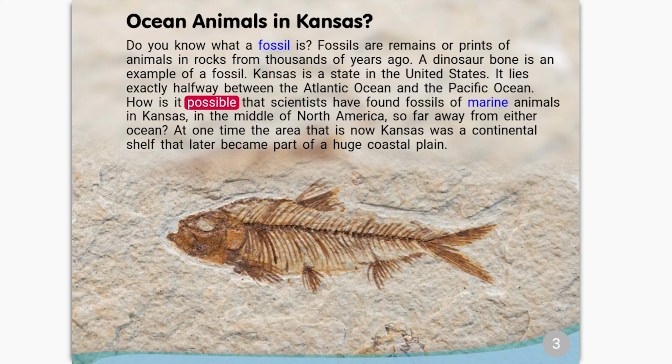How is it possible that scientists have found fossils of marine animals in Kansas, in the middle of North America, so far away from either ocean? At one time, the area that is now Kansas was a continental shelf that later became part of a huge coastal plain.